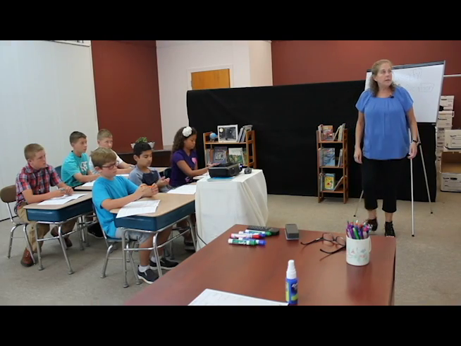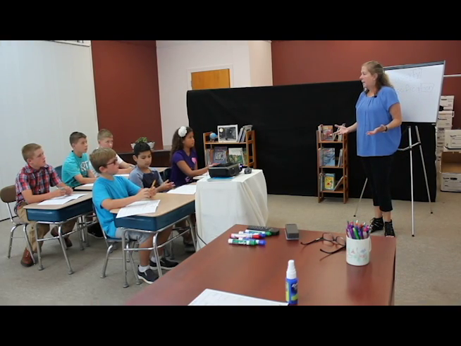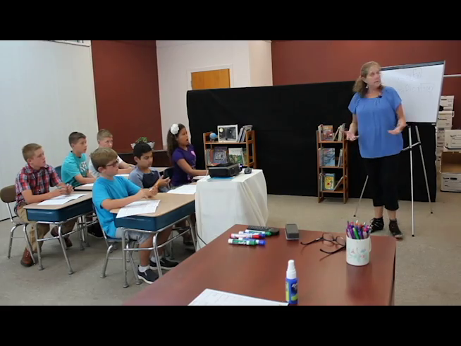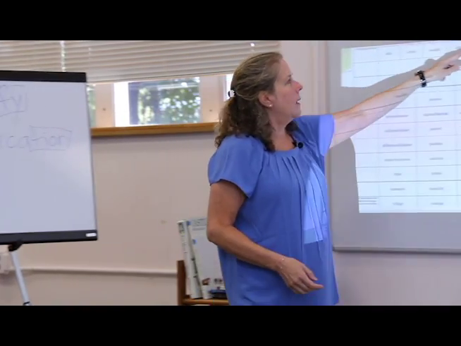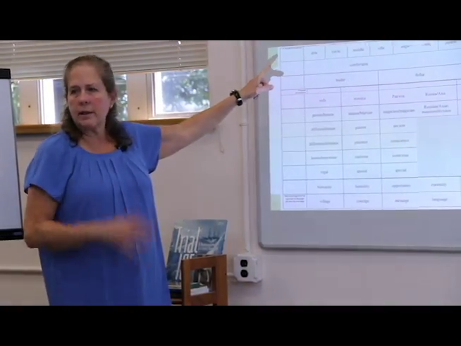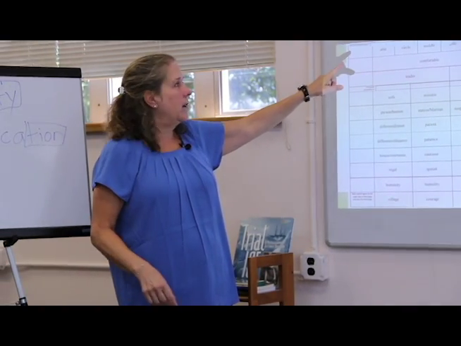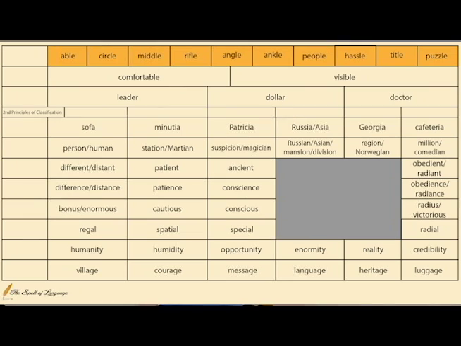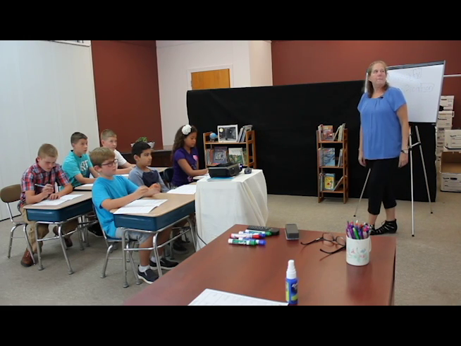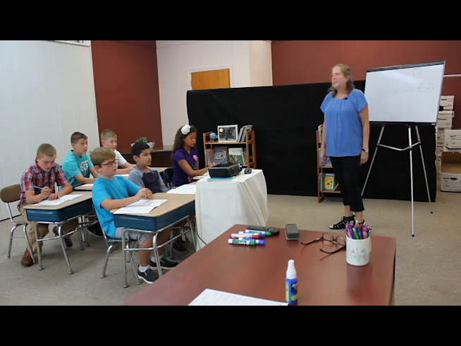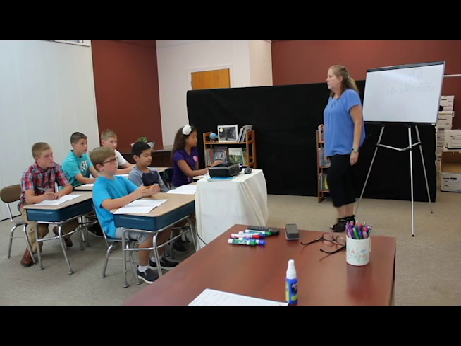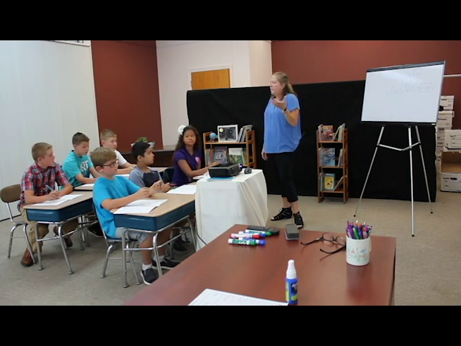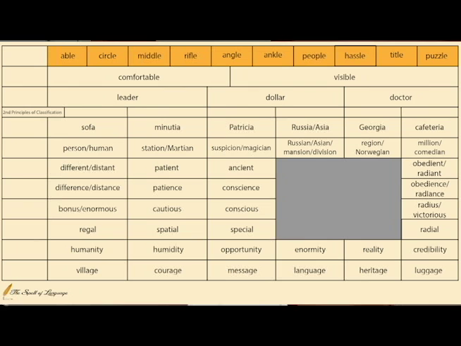First thing we're going to do to classify a group of endings is read the first row at the top. Let's read those all together. And you can look up here. If you can't see it, just look at your paper. Able, circle, middle, rifle, angle, ankle, people, hassle, title, puzzle. Excellent. Do you see anything that all of those words have in common?